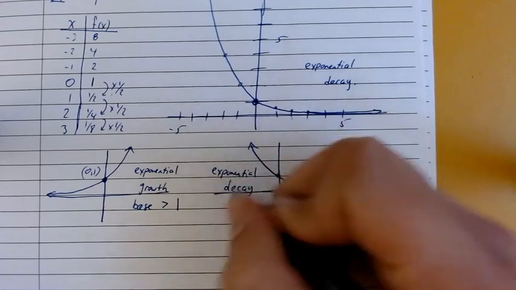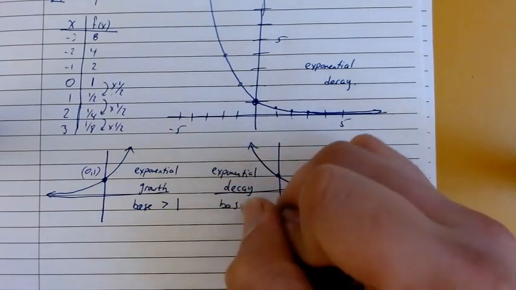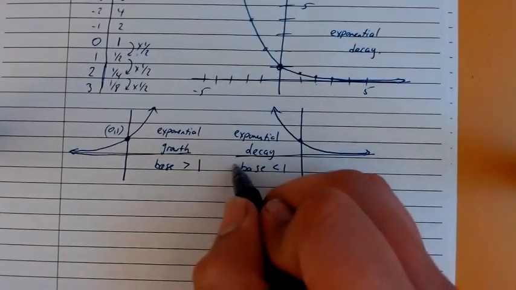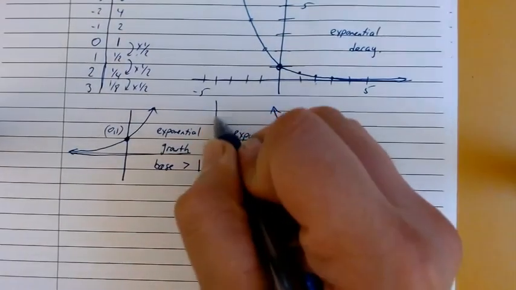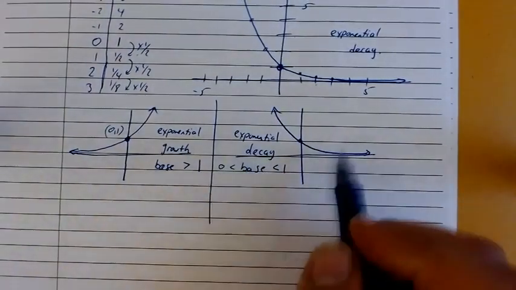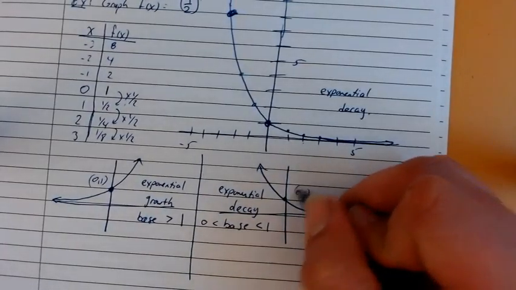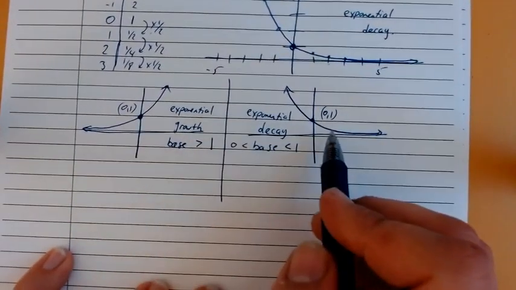And it's what happens whenever your base is less than 1. Now remember, your base still has to be positive. So when you say less than 1, you mean between 0 and 1. And that's it. Those are the only two possibilities. Note that they both have the same intercept, (0, 1).